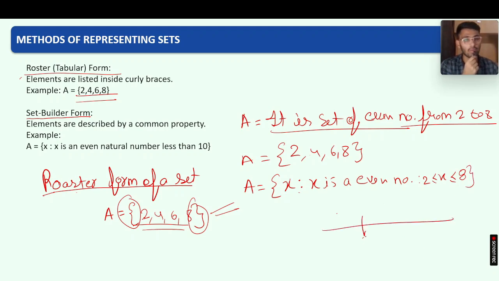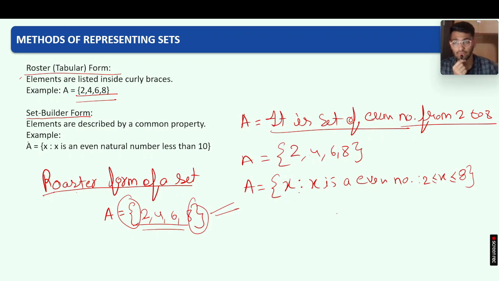You know very well there is a number line with 2 and 8, and you are just saying the elements lying between these two numbers. There is also the property that these are even numbers, so 3 would not be included because it is not an even number. This is how you denote a set in set builder form. Roster form is the easy one, and set builder form is a little tricky, but you can get good at it by practice.